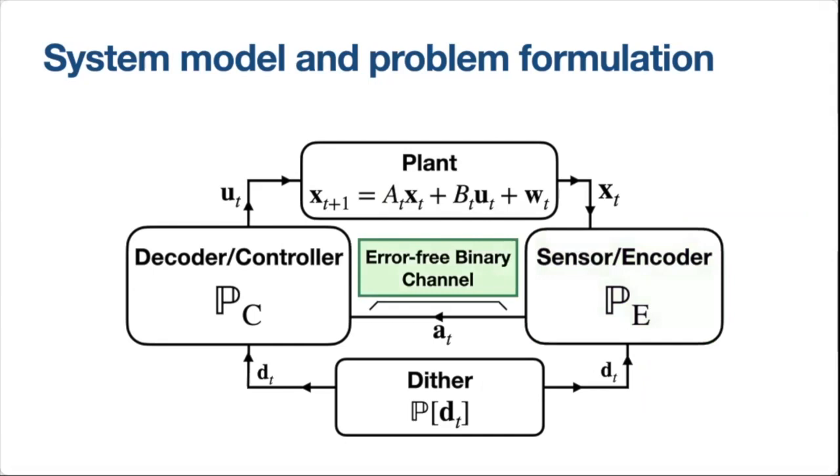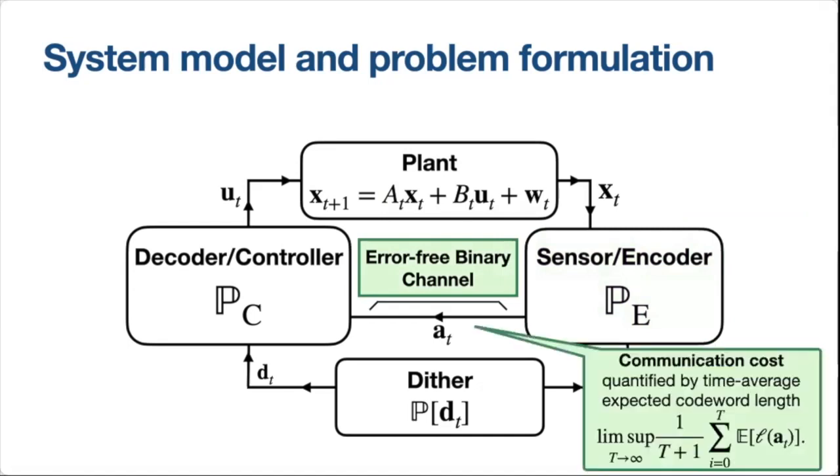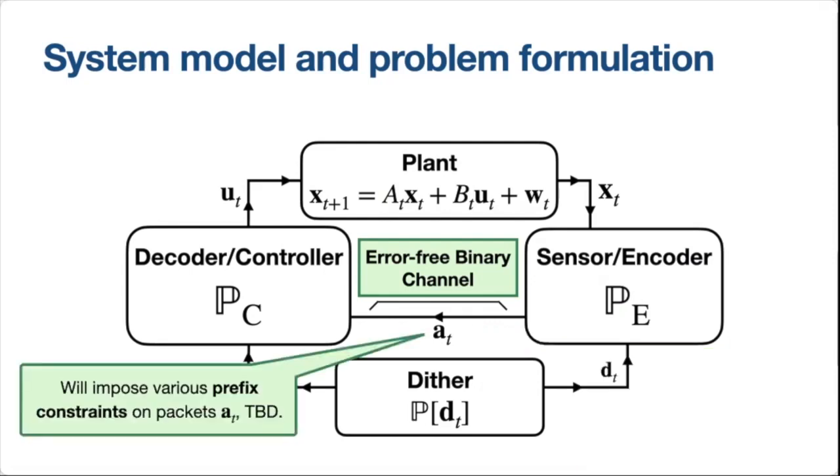The code word a sub t is going to be delivered reliably, that is, without errors, without delay, to the decoder controller. We're going to quantify the communication cost as the time average bit rate of the packets we convey from the encoder to the decoder. Since we're assuming that the channel is error-free, you can think of this cost as the minimum bit rate of reliable communication required to solve the control problem.